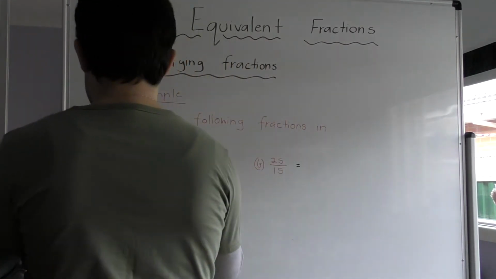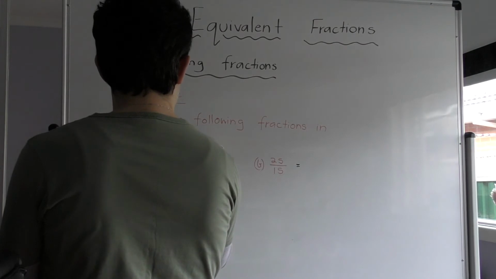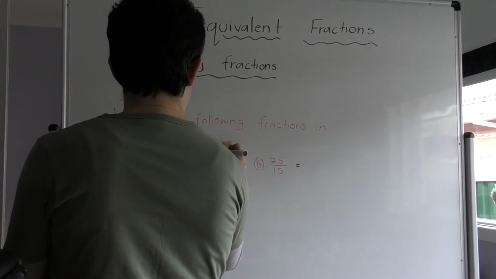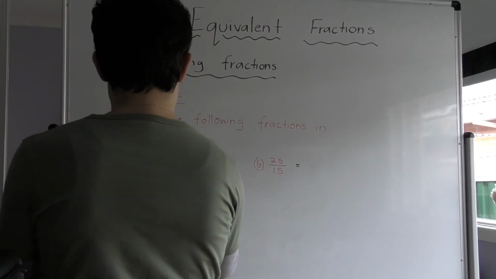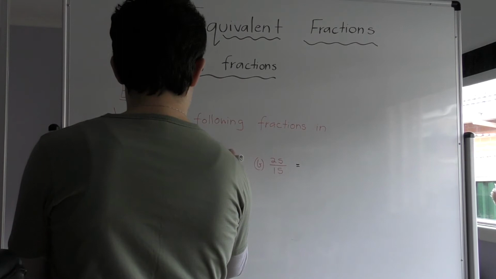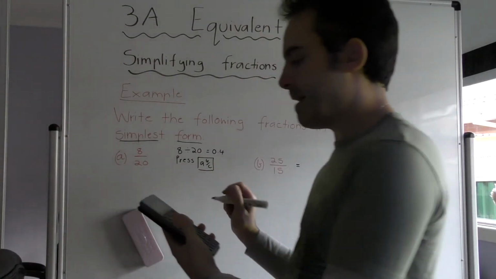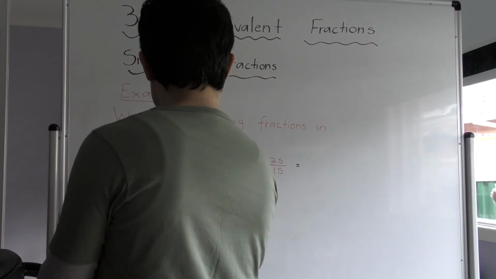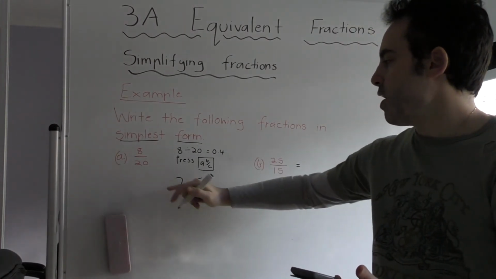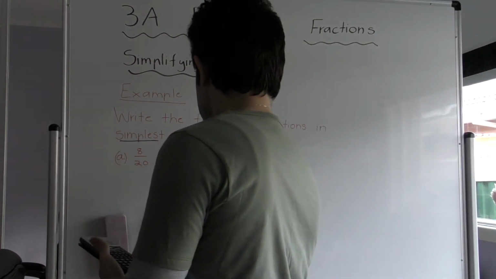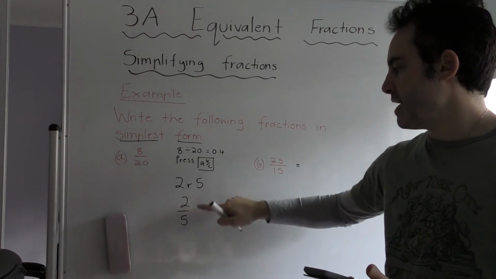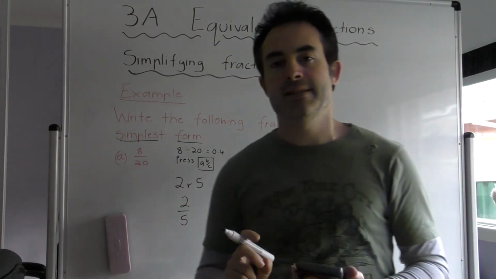I'm going to just write the steps down. You put 8 divided by 20, then you press equals, and that will give you 0.4. Then you press the ABC button, which is AB over C. You press that button there, and you're going to get an answer of 2 R 5. What that means is 2 over 5. So instead of writing R, you're going to write 2 over 5, as a fraction. What the calculator's done is simplify it for you.